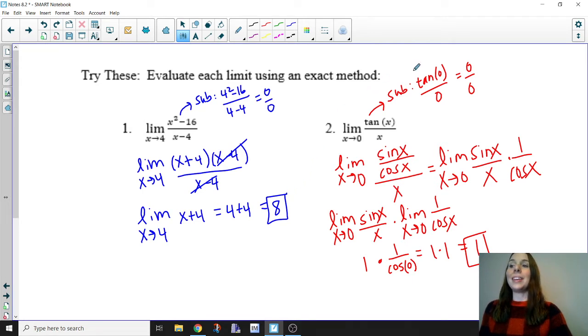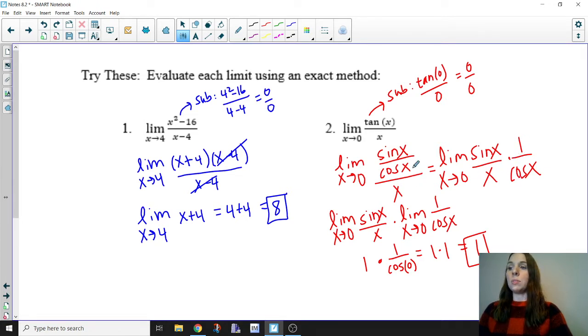In number one, again, I checked for substitution first. I found the indeterminate form, and then I went about manipulating tangent x over x by rewriting tangent as sine over cosine. Tangent x is sine x over cosine x. I split apart this fraction then into sine x over x times 1 over cosine x.